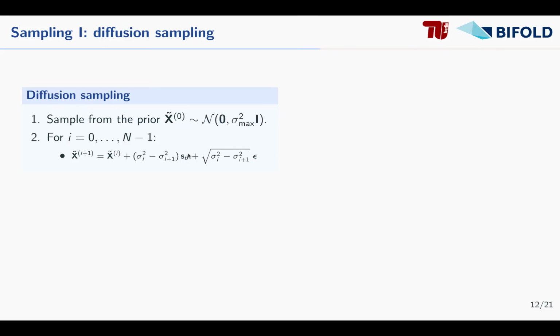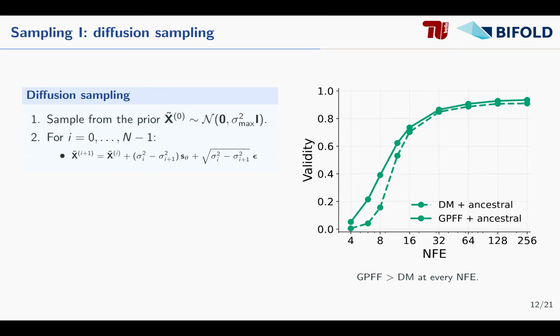And now if we look at some results, we can see that it compares pretty well to a standard diffusion model using ancestral sampling. So here on the right side, we can see the validity of the structures depending on the number of function evaluations, NFE. One function evaluation is one inference step of the model, so it provides a measure for computational cost during sampling. And as we can see, GPFF slightly outperforms the standard diffusion model while using the same number of parameters and the same hyperparameters here.